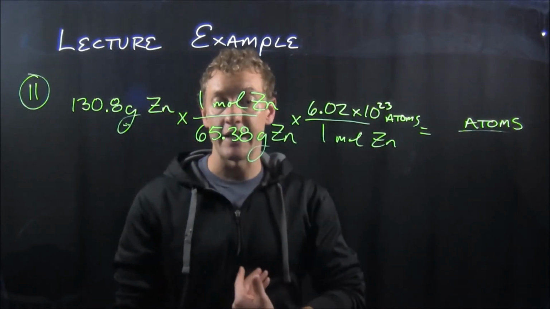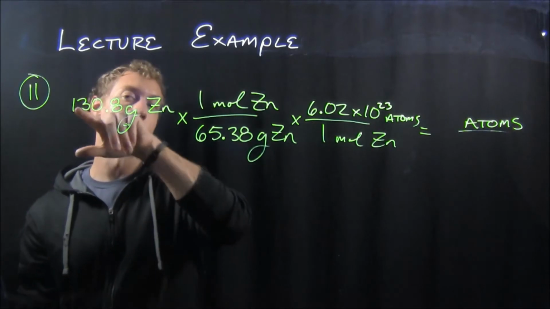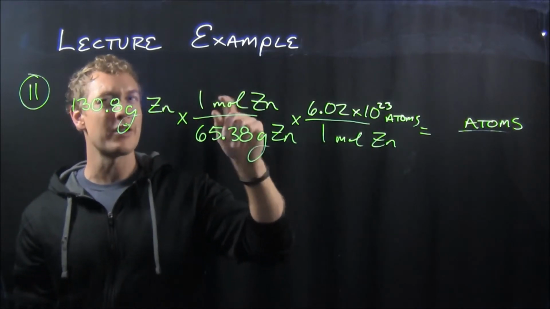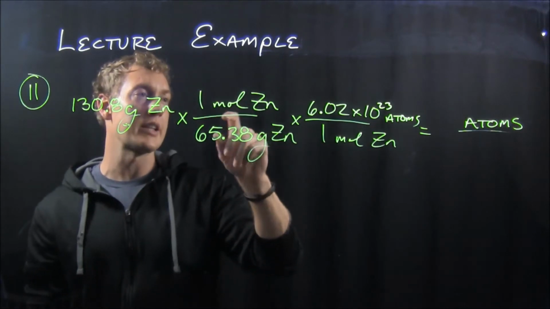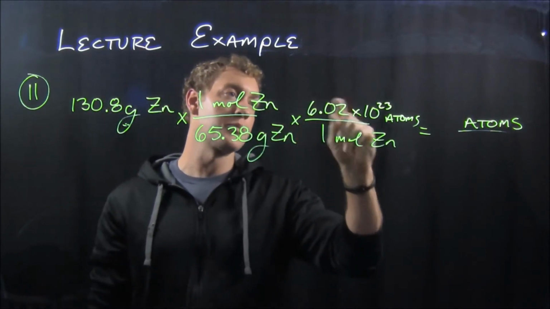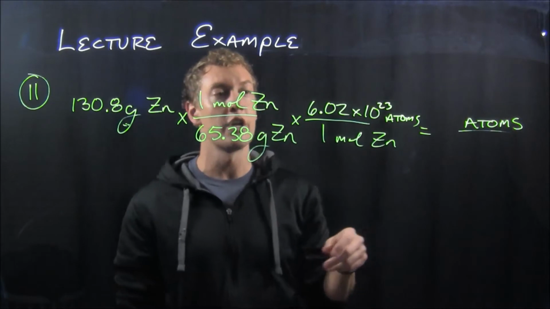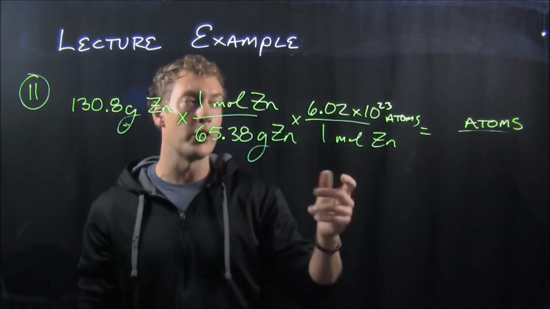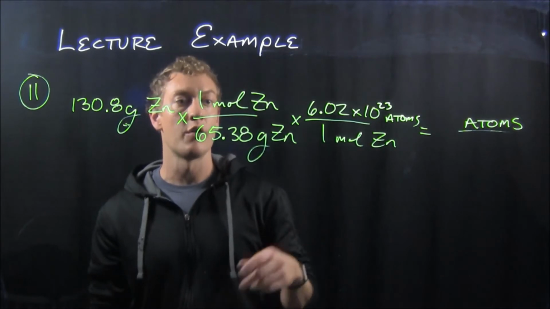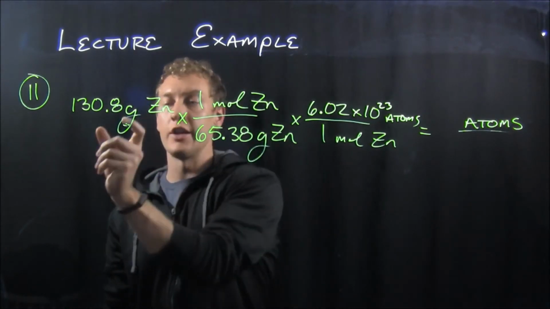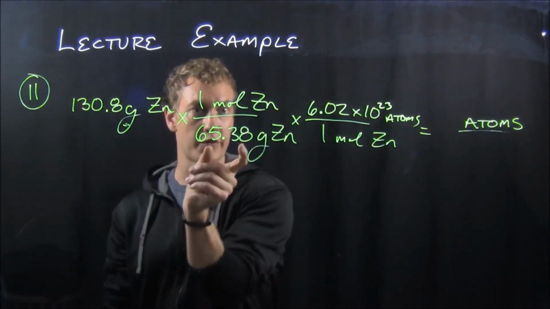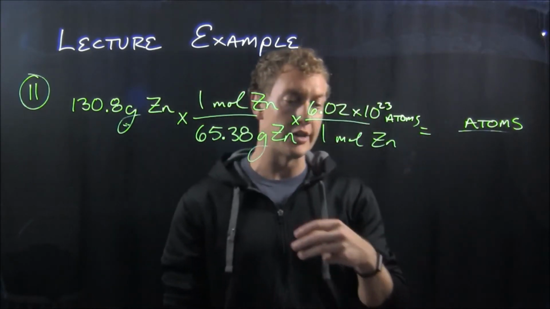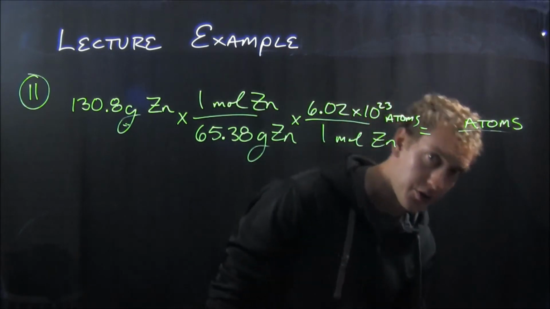Now, I'm a big fan of estimating before I do any math, so 130.8 divided by 65.38, that's going to be about 2, right? Or right smack dab on 2. And then 2 times 6.02 times 10 to the 23rd, so that's going to give you 12 times 10 to the 23rd, or 1.2 times 10 to the 24th. Everything here, 4 significant figures, 4 significant figures, 3 significant figures. So we're going to report our answer to 3 significant figures.